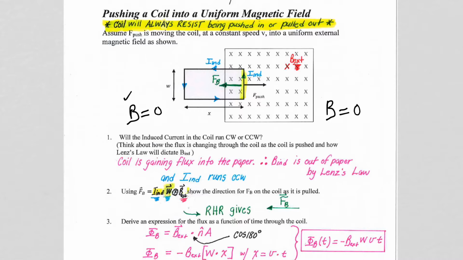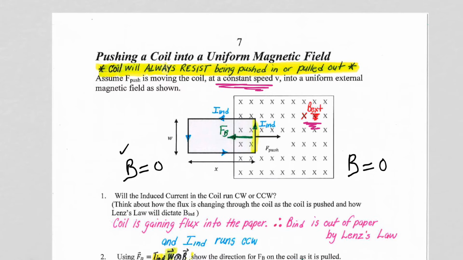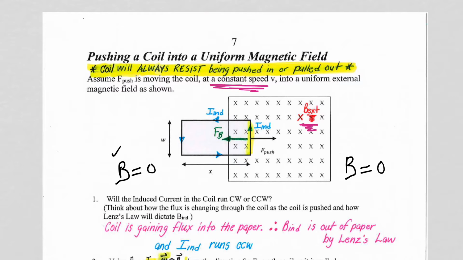We're being told it's going from a region of no B field to a region of B field into the paper, and what's more, we are told that it is moving at constant speed. So we'll get to how that comes into play in a moment. Now, before we go into the mathematics of this problem, I do want you to please put into your notes this statement here right at the top.